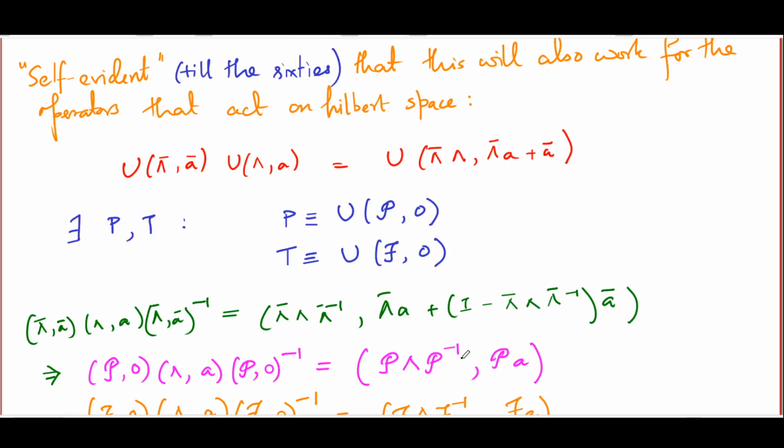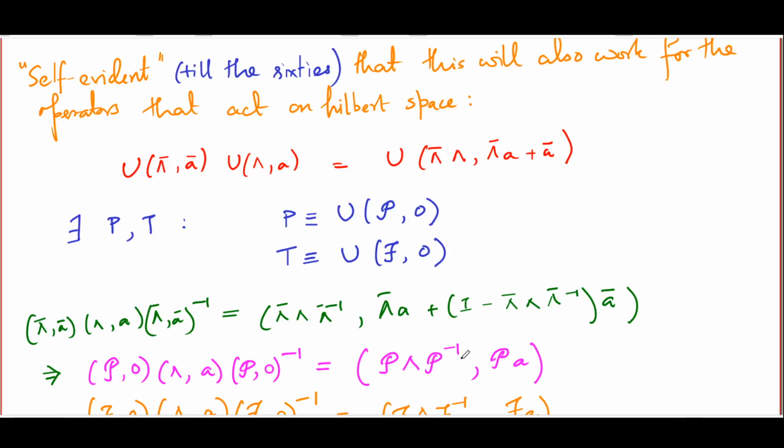Now, what we are claiming here is the following. We are claiming that corresponding to space inversion and time reversal, these two discrete Lorentz transformations, there exist unitary operators, capital P and capital T, which capture the action on Hilbert space vectors. So capital P is nothing but U(curly P, 0), capital T is nothing but U(curly T, 0).